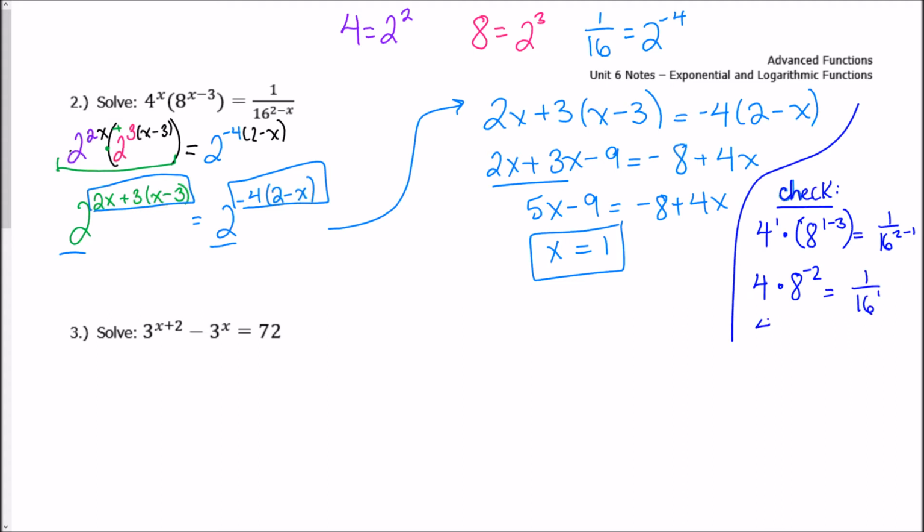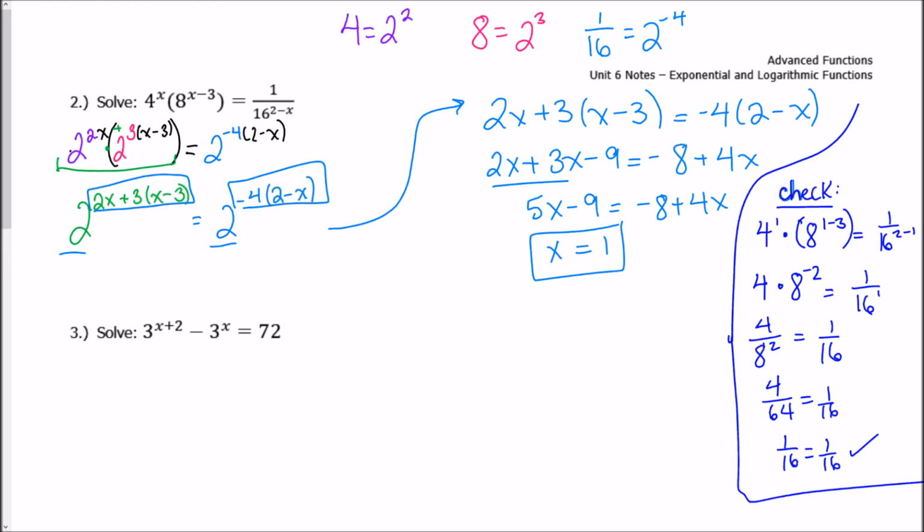So then I get 4 over 8 squared is equal to 1 over 16, because remember the negative exponent means we put it in the denominator. So I get 4 over 64 equals 1 over 16, and if I were to simplify this, I get 1 over 16 equals 1 over 16, so it checks. It works out for us.